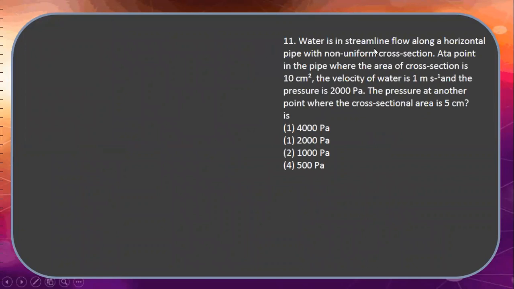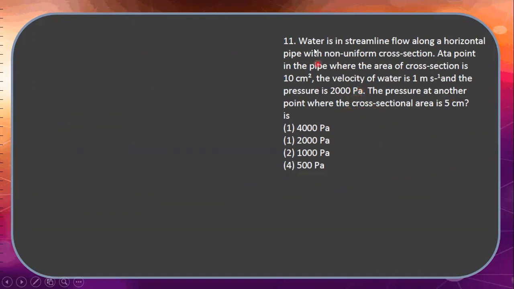Water is in steady flow along the horizontal pipe with non-uniform cross-sectional area. At a point in the pipe where the area of cross-section is 10 centimeters square, the velocity of the water is 1 meter per second, and the pressure is 2000 pascals. The pressure at another point where the cross-sectional area is 5 centimeters square.